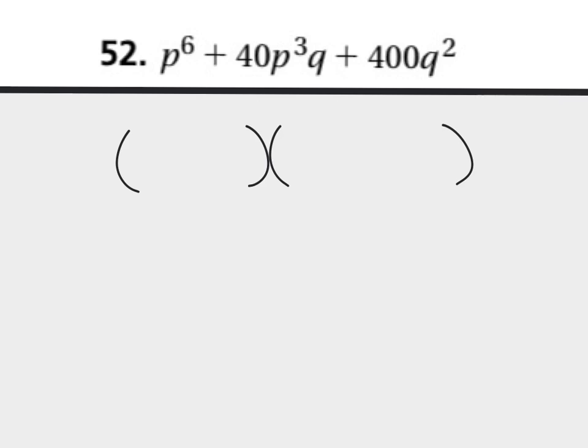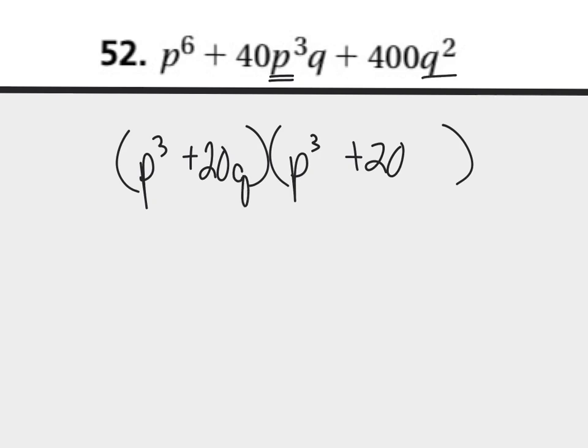So to get p to the 6th, we need p cubed times p cubed. There's other possibilities, but notice our middle term has a p cubed in it, so that's a good indication that that's probably what we want to do. All our signs are positive, so we'll put positives in both spots. And then for the 400, we could do 20 times 20. The difference is here we've also got this q squared, so we need to put q's behind both of those.